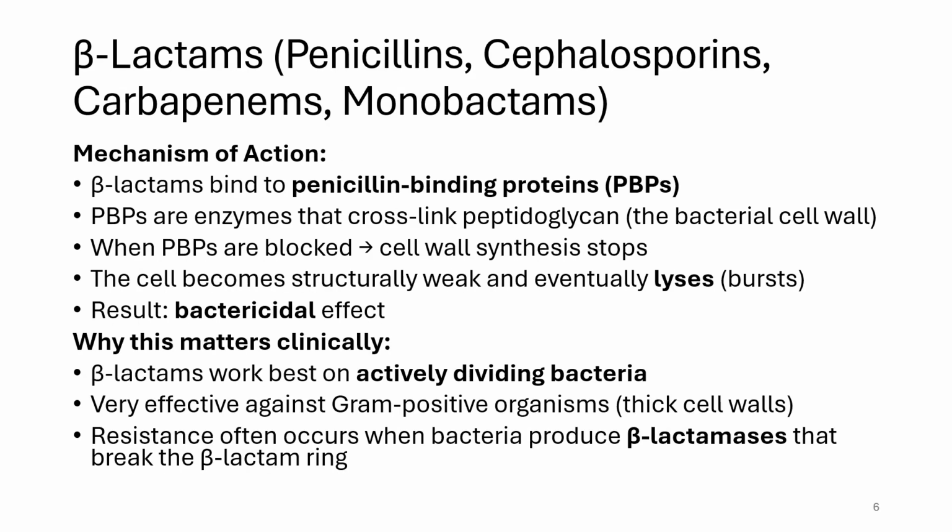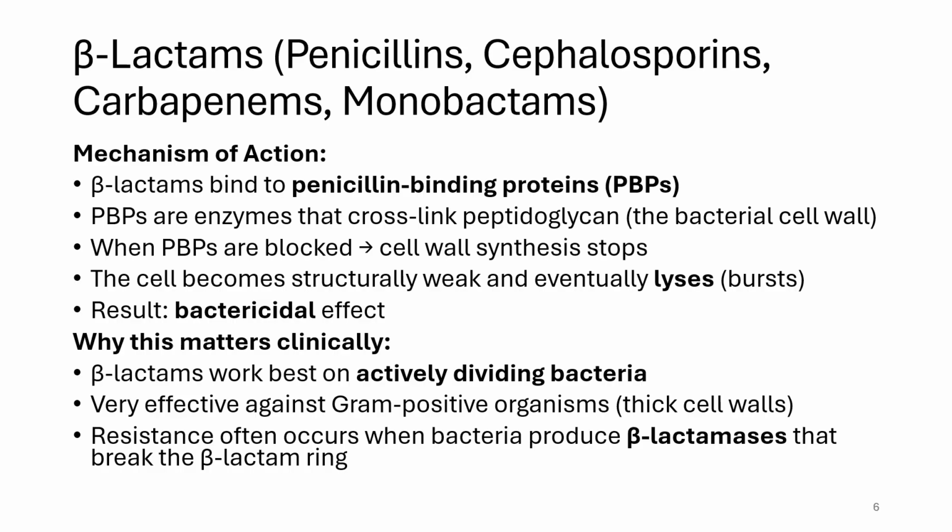Okay, so let's look at our beta-lactams. These work by binding penicillin binding proteins, or PBPs. These are enzymes responsible for cross-linking peptidoglycan, which makes up the bacterial cell wall. When PBPs are blocked, cell wall synthesis stops. So the bacterial cell becomes structurally weak, and eventually the cell lyses or bursts. The end result is a bactericidal effect.